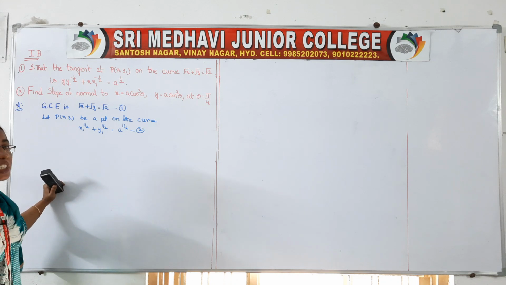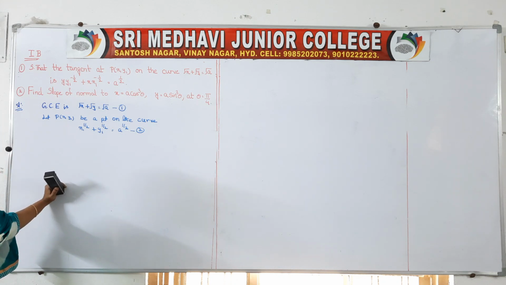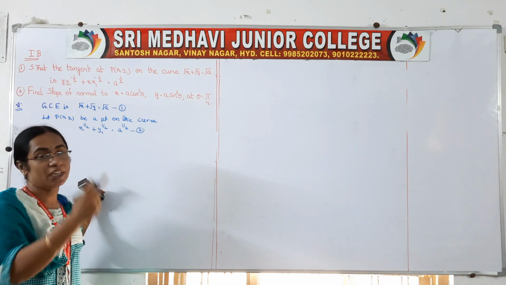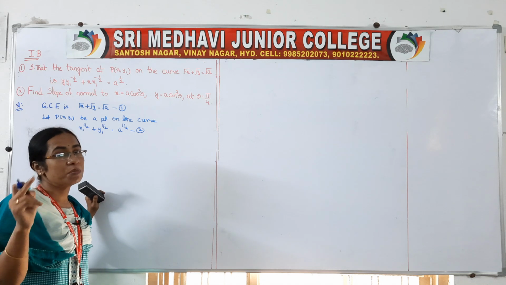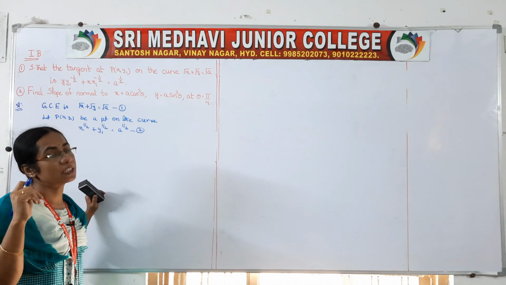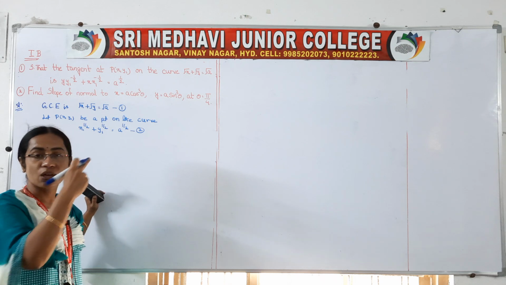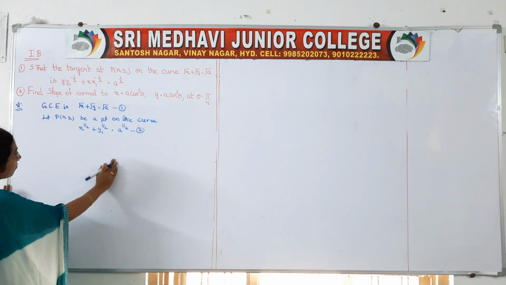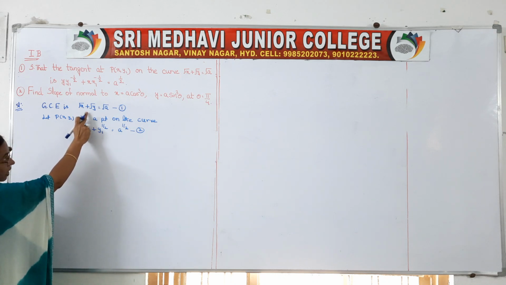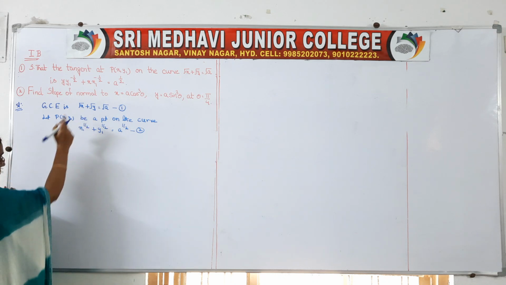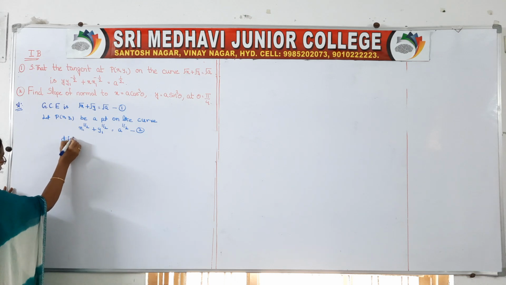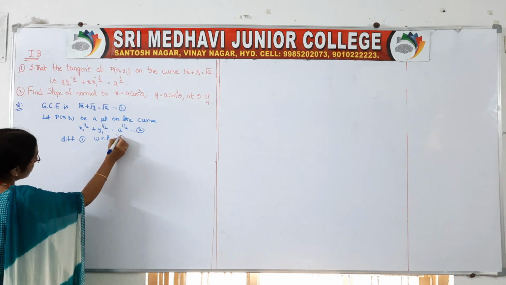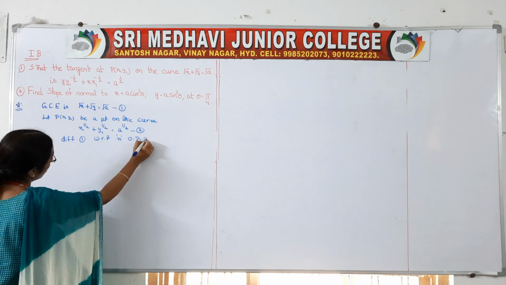We want the equation of the tangent. To write the equation of the tangent, we need one point, that is given, x1 y1, and we need the slope m. m is nothing but dy by dx. So to get dy by dx, we have to differentiate the curve equation. The given curve equation is this one; differentiate this with respect to x on both sides.